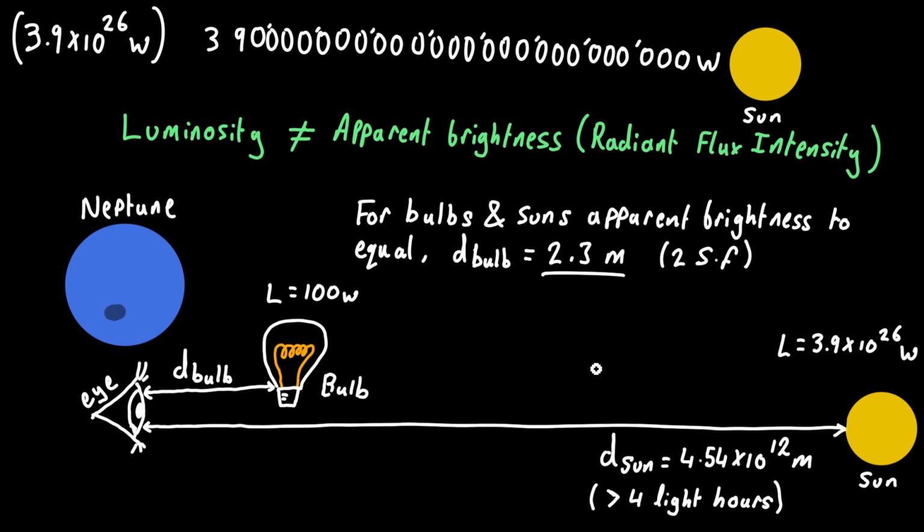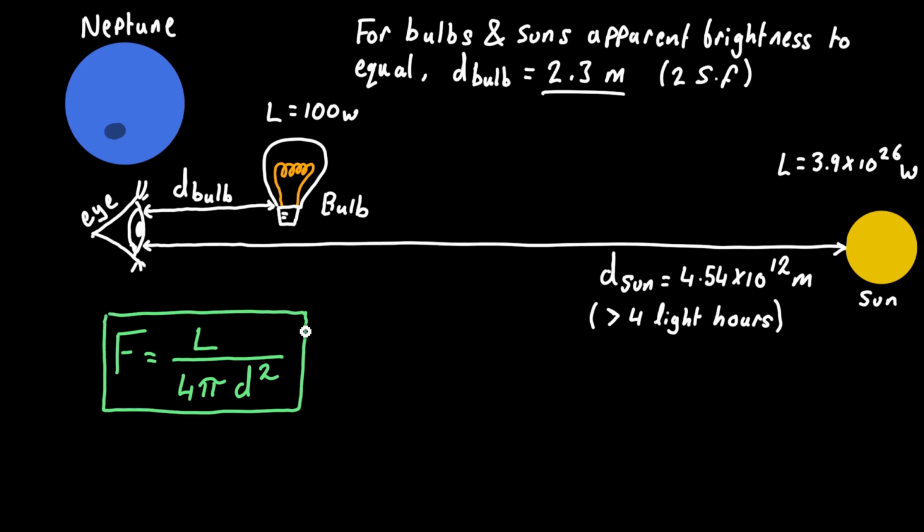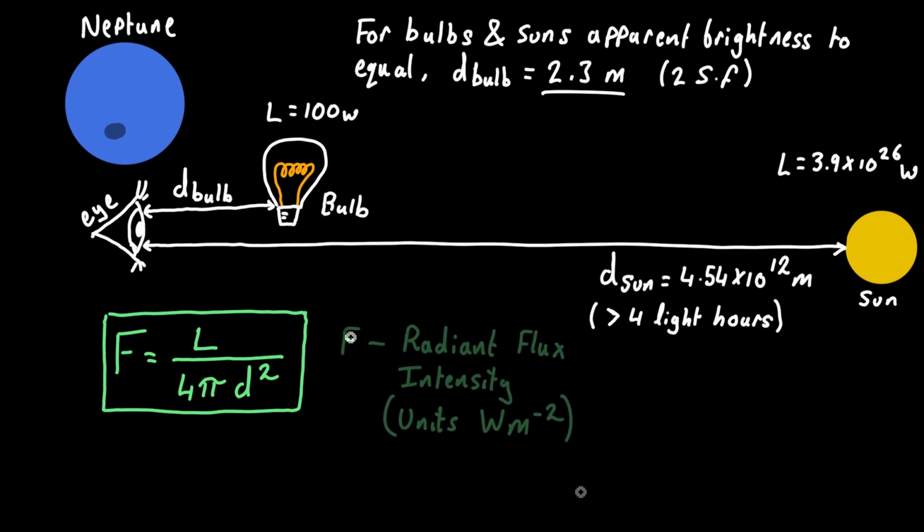Now, how did I work this out? I used this formula. The radiant flux intensity is equal to the luminosity of the object that we're interested in divided by 4 pi multiplied by the radius, or the distance to that object, squared. Now 4 pi multiplied by the distance squared is equal to the surface area of a sphere.